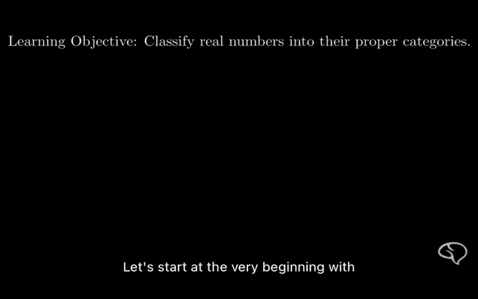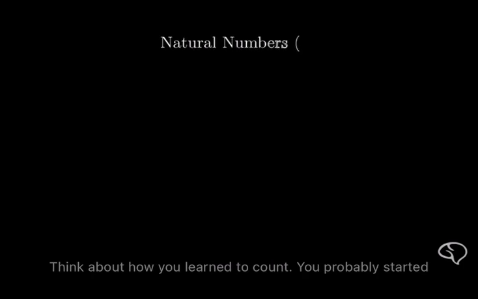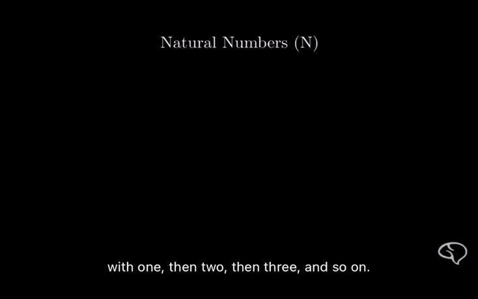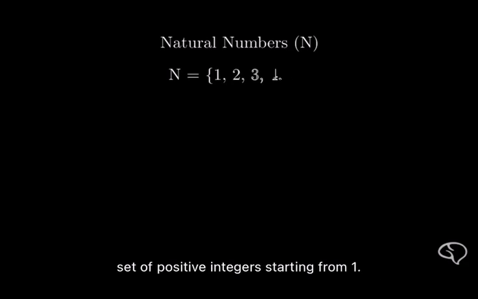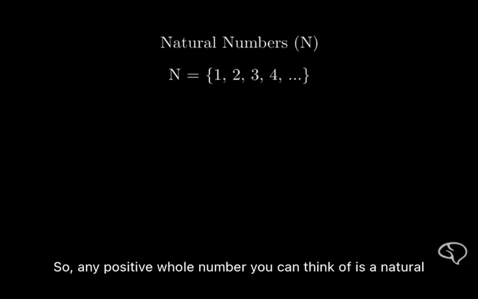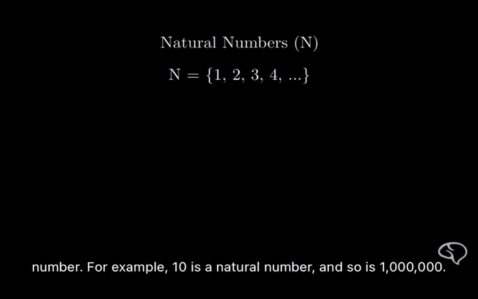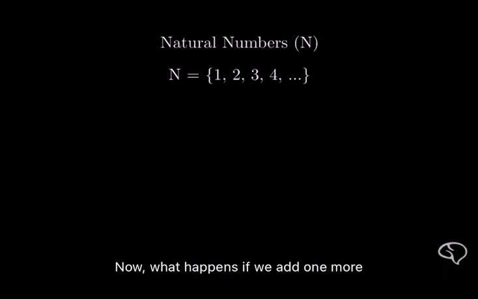Let's begin. Let's start at the very beginning with the numbers we use for counting. These are called natural numbers. Think about how you learned to count. You probably started with 1, then 2, then 3, and so on. That's exactly what natural numbers are, the set of positive integers starting from 1. So any positive whole number you can think of is a natural number. For example, 10 is a natural number, and so is 1 million.